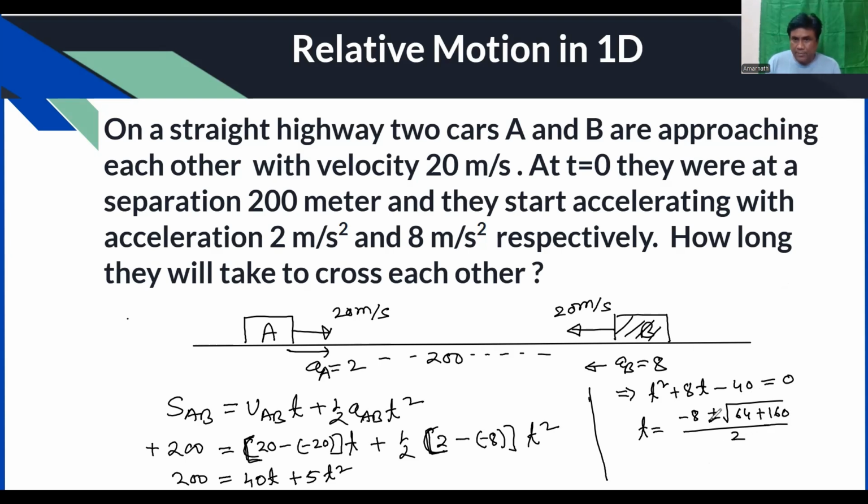And that minus symbol cannot be counted, because negative time is not possible. So it is equal to what? Minus 8 plus root of 160 plus 64. 160 plus 64 will be 224. Is it a perfect square root? I don't think so. Is it a perfect square? No.